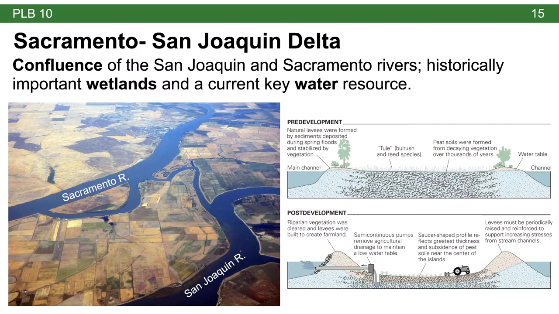Now, post-development, what's been happening is the raising and building of levees and the pumping of water out of the delta. Now, this produced lots of really good agricultural land, but does come at the cost of environmental impact in those areas. On the left, you can see the confluence of the Sacramento River and the San Joaquin River, which define that Sacramento-San Joaquin Delta region.